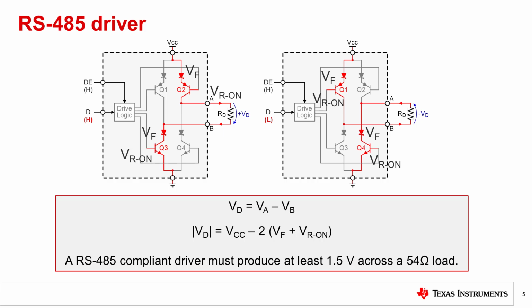The overall differential voltage of the driver is therefore the supply voltage minus the two voltage drops of the diodes minus the two voltage drops across the transistors. For an RS-485 driver to be within RS-485 specification, all drivers are required to be able to generate a minimum 1.5 volts differential output voltage across a 54 ohm resistor.